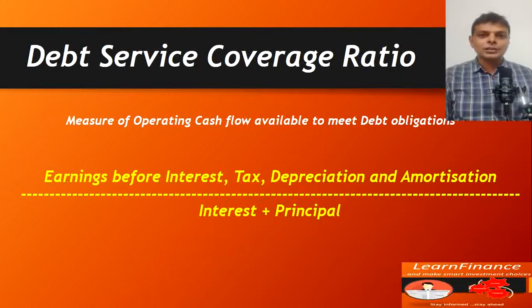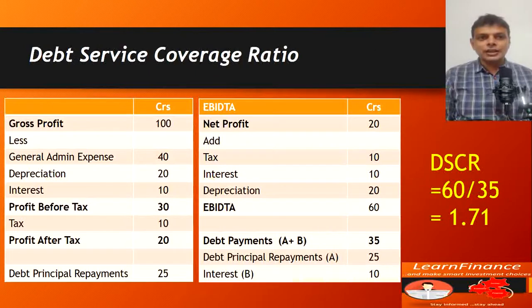Assume gross profit of a company is 100 crores. Its general admin expenses are 40 crores, depreciation is 20 crores, interest payout is 10 crore. Therefore, profit before tax is 30 crores, which is gross profit minus the expenses that we spoke about. It pays tax of 10 crores, so therefore profit after tax is 20 crores. And the total principal payments for the debt it has taken are around 25 crores.